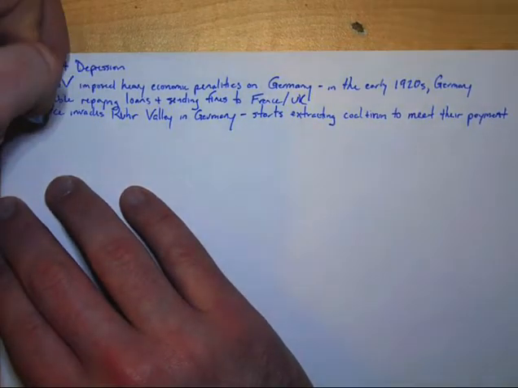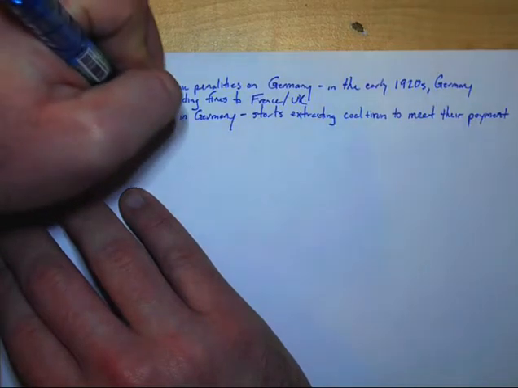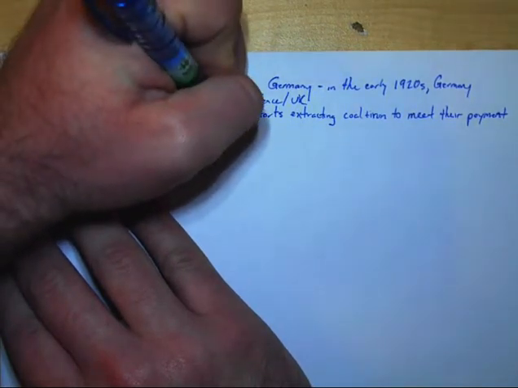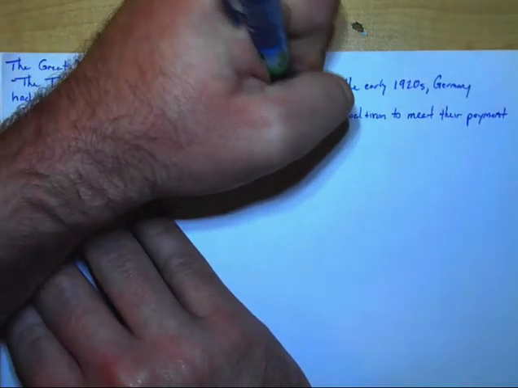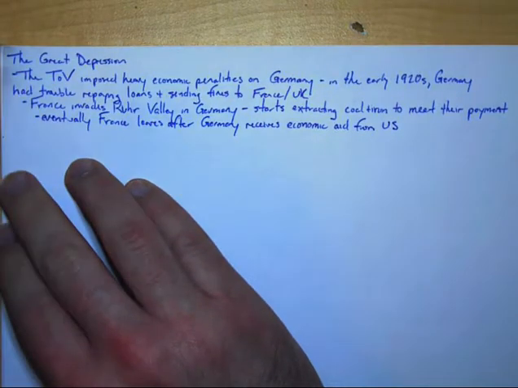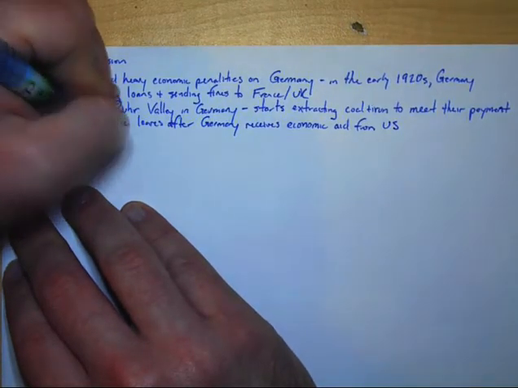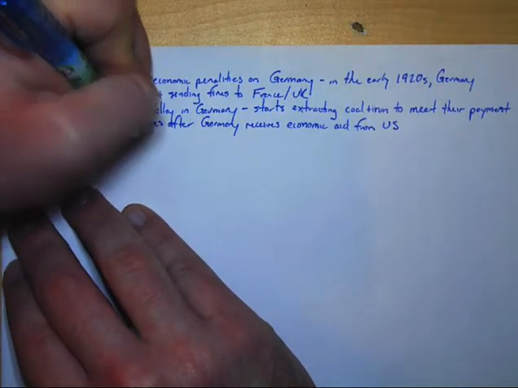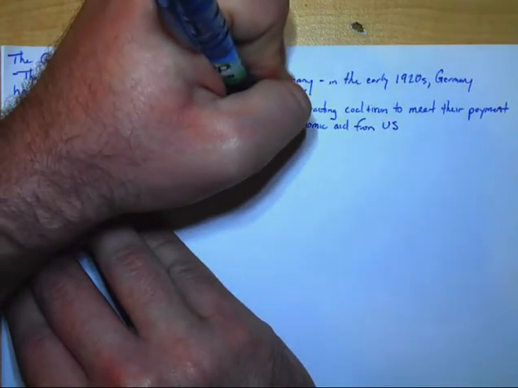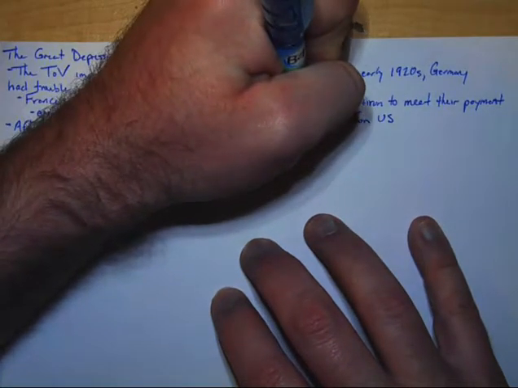Eventually, France leaves after Germany receives economic aid from the United States. This happens in 1924. After this, the world economy starts to look okay. But that is false.